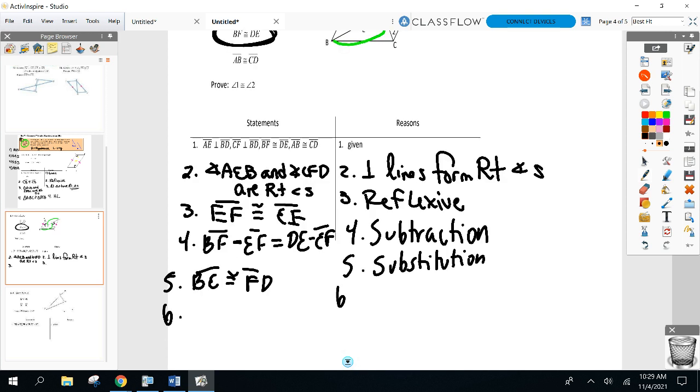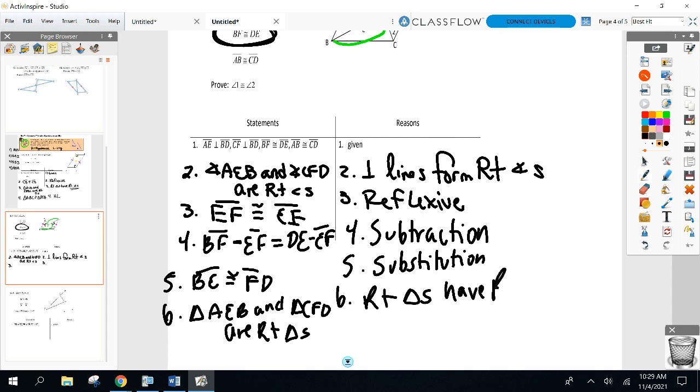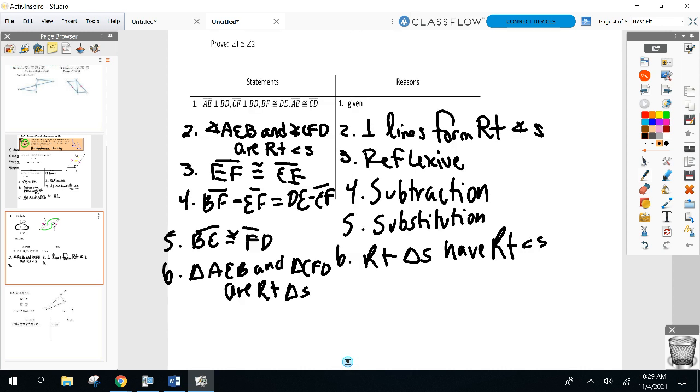Still not ready to say HL? What am I still missing here? HL is only for what type of triangles? So you better tell me you got right triangles. So triangle AEB and triangle CFD are right triangles. Right triangles have right angles from the last proof. Now you could say the triangles are finally congruent. Yeah, this is where we are. 8 steps sometimes. 8 steps.